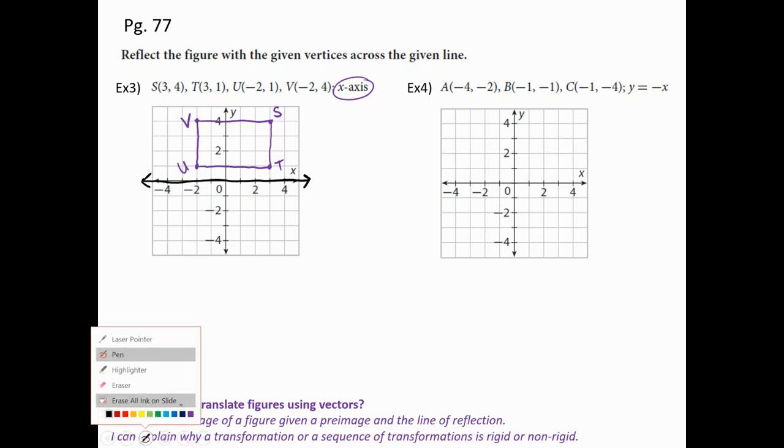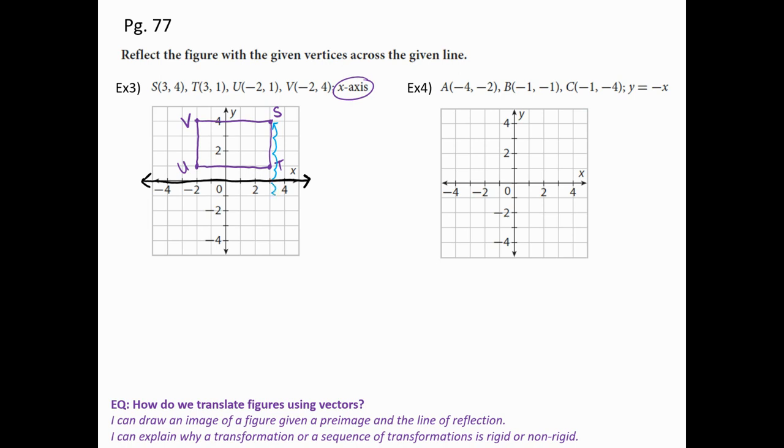All right, so to flip it across the x-axis, every point has to maintain the same distance away from x. So I'm going to start with S. S is currently 1, 2, 3, 4 boxes away from the x-axis. So then I would go 1, 2, 3, 4 boxes away from the x-axis. And then I'm going to go back and erase those little squiggly lines. There we go. And then I'm going to go to my next one.